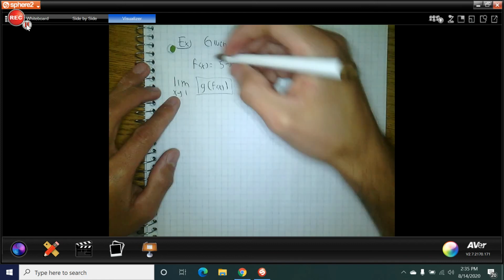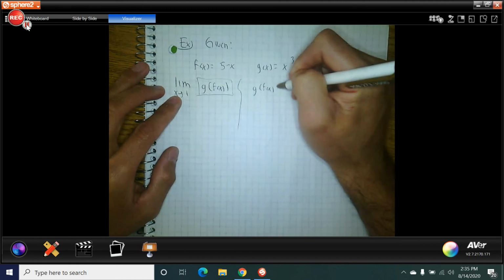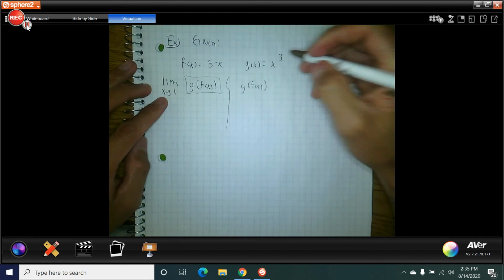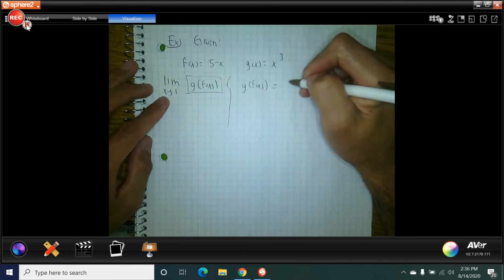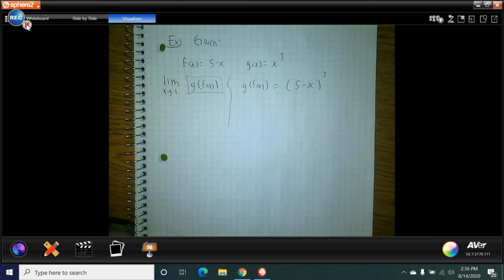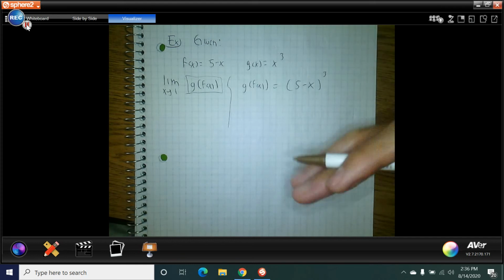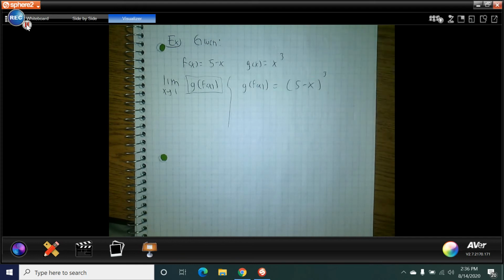So first I'm going to pause on the calculus, and I'm going to ask myself, well, what is g of f of x? Well, g of f of x is when you take the g function, so in this case it's x to the third, but you plug in the 5 minus x. So g of f of x is (5 minus x) to the third power, and I'm not going to actually multiply all that out. That's really what it is. There's no reason for me to do it. So what's going to happen is very simple.